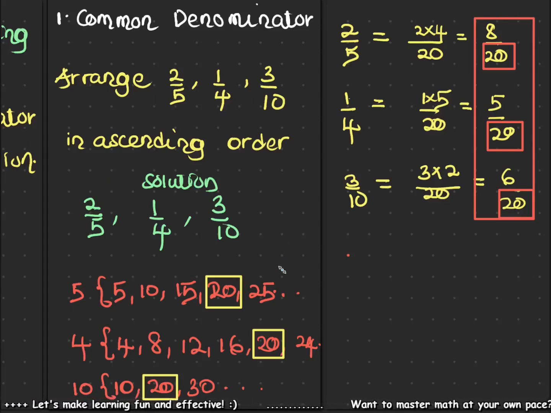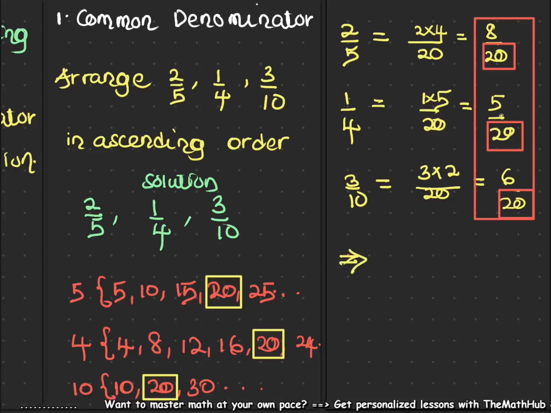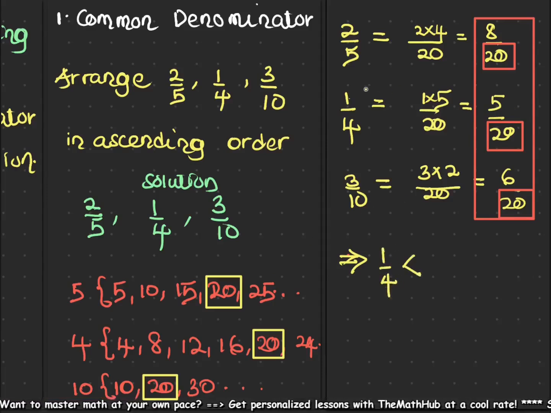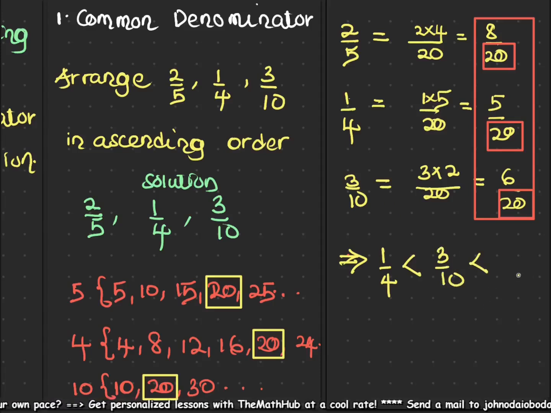So for the fractions we have over here, if we would want to compare them, then we can say that 5 over 20 is the smallest. You see, 5 over 20 is the smallest. And we know 5 over 20 corresponds to 1 over 4. So 1 over 4 is less than the next fraction, which is, after 5, 6. And 6 over 20 corresponds to 3 over 10. So 1 over 4 is less than 3 over 10, which is also less than the last one, 8 over 20, whose fraction is 2 over 5.